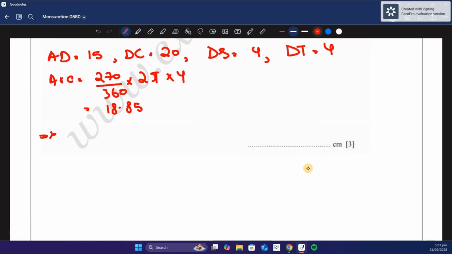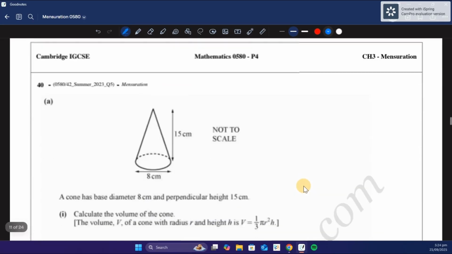Okay, so 15 plus 20 plus 4 plus 4 plus 18.85. This would give us a final answer of 61.85, and if we round this off, this would give us 61.9. Perfect.